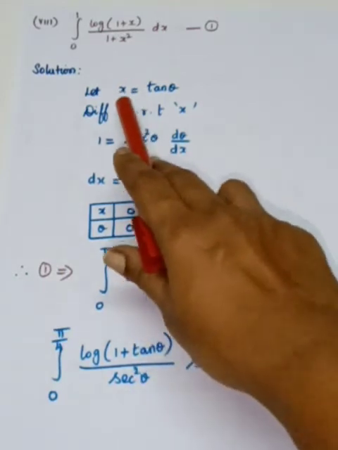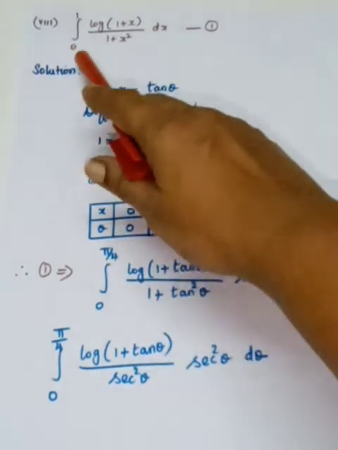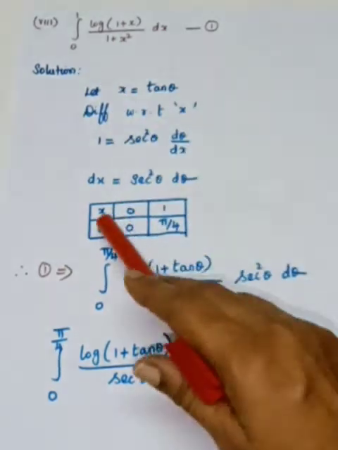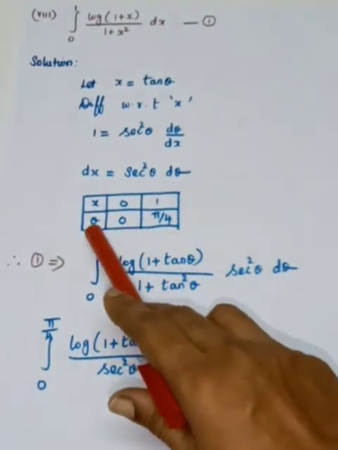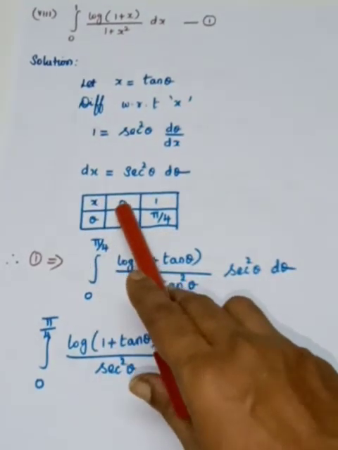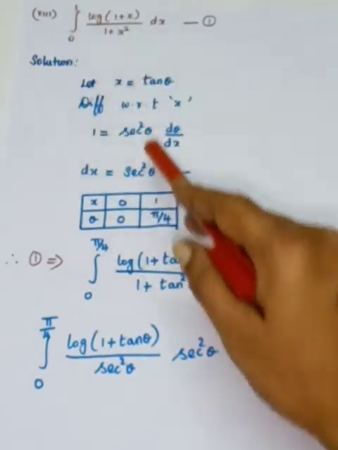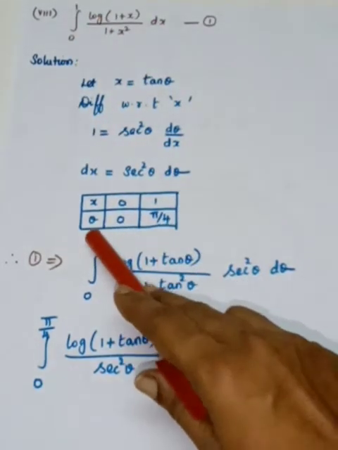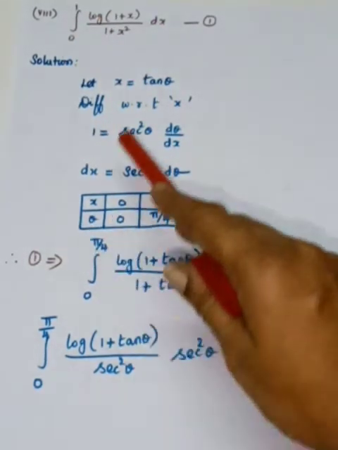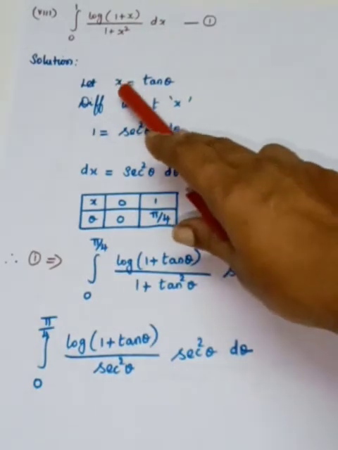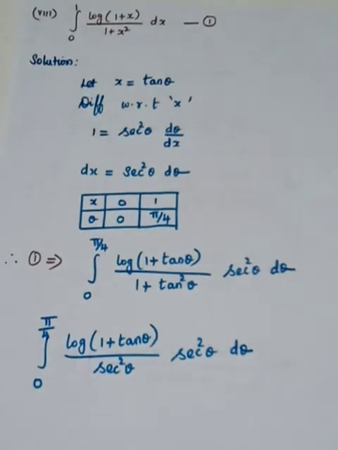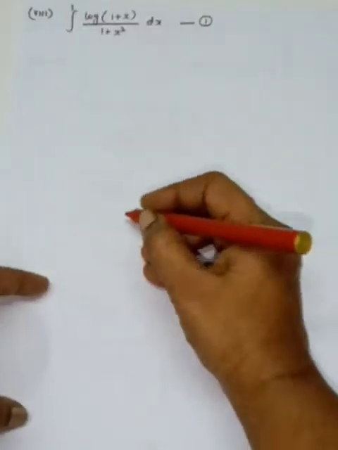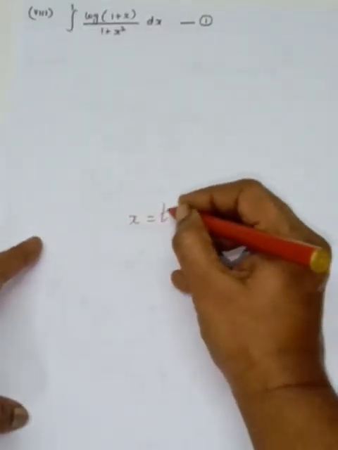So x is changed in terms of theta, so the limits in terms of x also have to be converted in terms of theta. So first, the lower limit is 0 and the upper limit is 1. So now you are going to write in terms of theta. Here you have to substitute in the place of x as 0. So what will come? See now, here x is equal to tan theta.